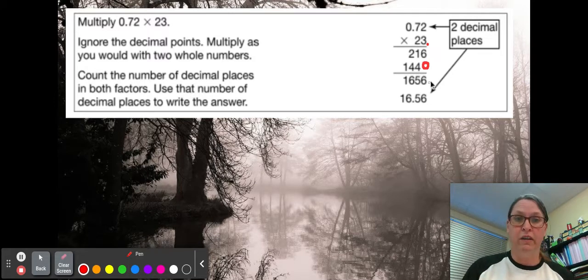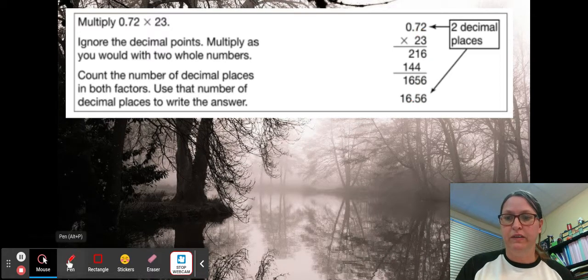Now at this point, all I do is add down. So 6 plus 0 is 6. 1 plus 4 is 5. 2 plus 4 is 6. And 1, I bring straight down. This is where I do my decimal places. I start at the right and count in 1, 2 places. So in my answer, I come in 1, 2 places, and I put my decimal between the 6 and the 5.